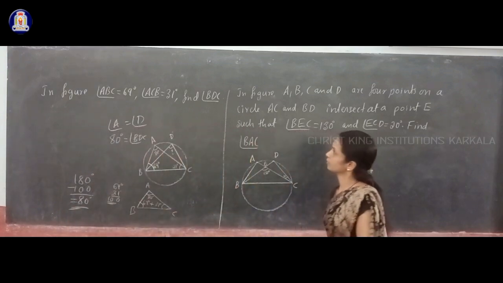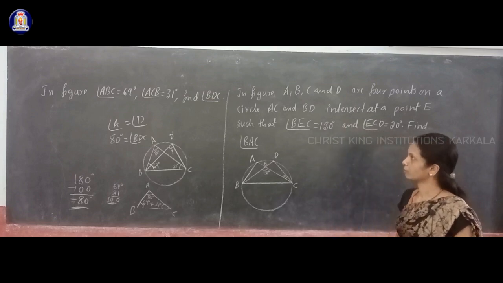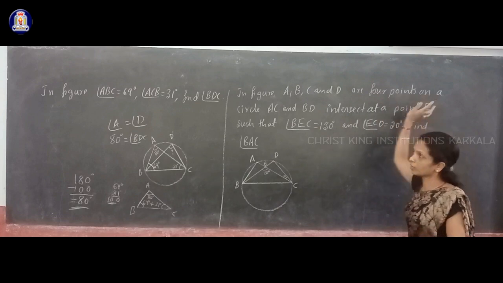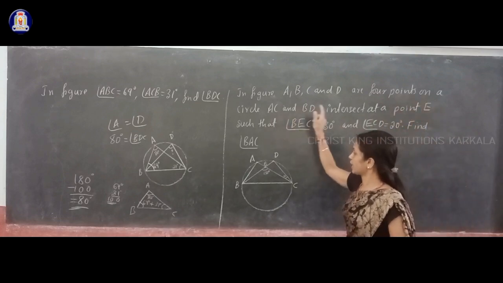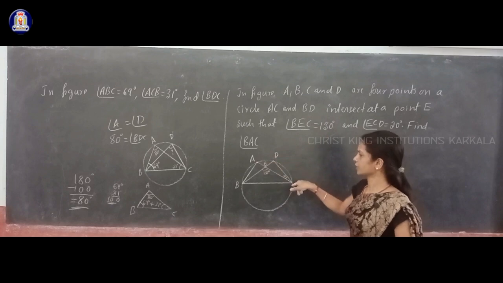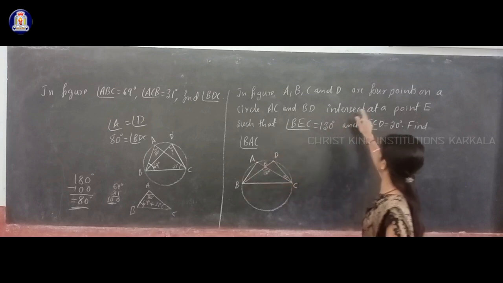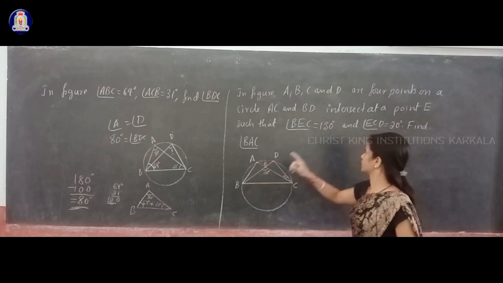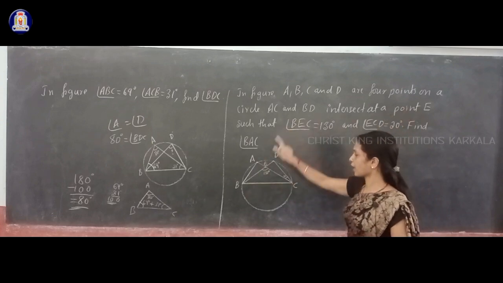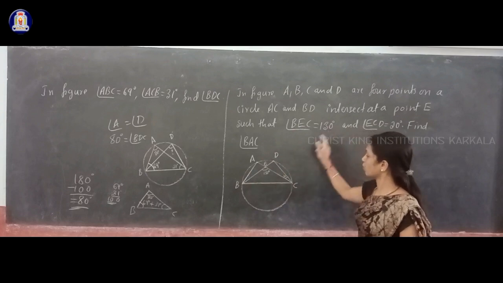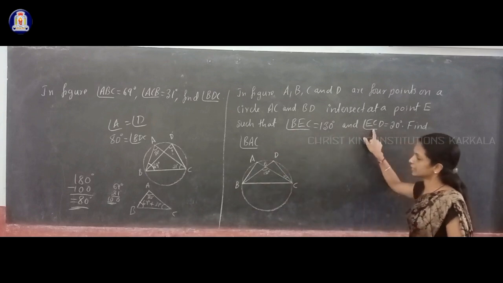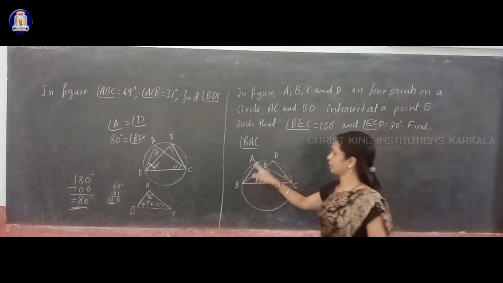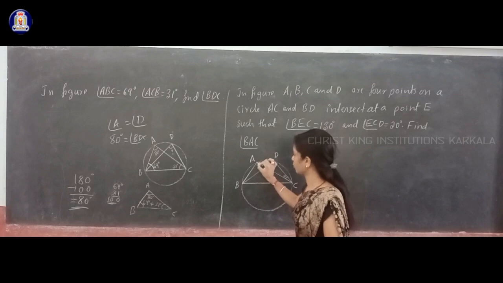Okay, and the next problem is: in a figure, A, B, C and D are 4 points on the circle. AC and BD intersect at a point E. You can see that AC and BD are intersecting at a point E such that angle BEC is 130 degrees, and angle ECD is 20 degrees. Find angle BAC. Okay, this angle you have to find.